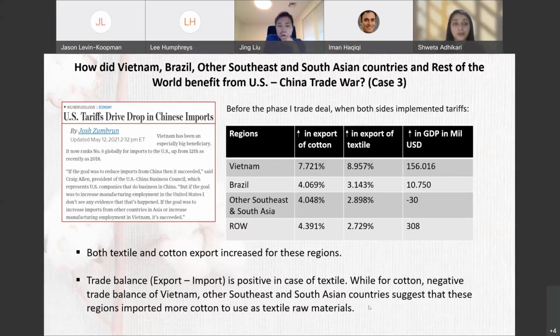Another factor is the trade balance, which is export minus import. For cotton, we can see a negative trade balance for Vietnam, which suggests that these countries are importing a lot of cotton to make textiles that can be exported to the US and other countries during this trade war.